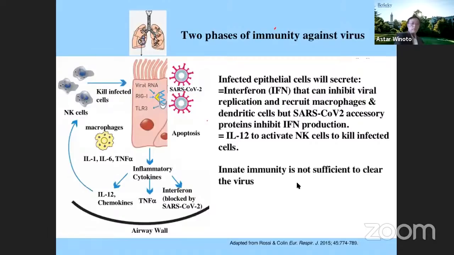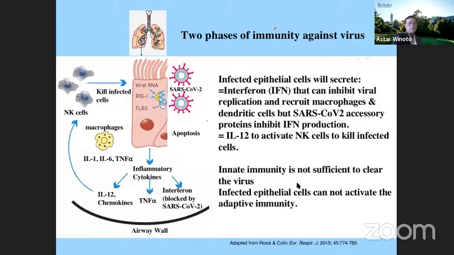So innate immunity basically is not sufficient to clear the virus. In general, that's what happens. It's not just for SARS-CoV-2, but for any virus. And the main reason is that infected epithelial cells cannot activate the adaptive immunity. So this basically is limited over here. It just cannot do it. It cannot activate the adaptive immunity that's required to get rid of the virus.